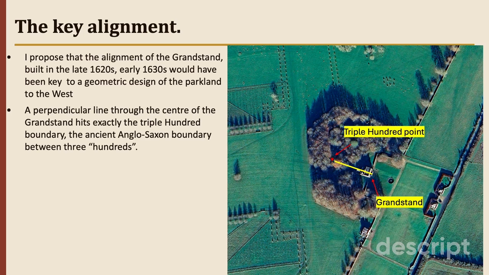So what is a 100 point? The 100 point here is where three different Anglo-Saxon administrative areas meet at a single point. It's now a parish boundary, and in those days was a 100 boundary. So the line up of the grandstand coincides exactly with that 100 point. Could be a coincidence.